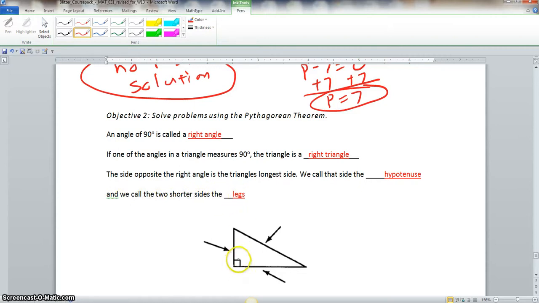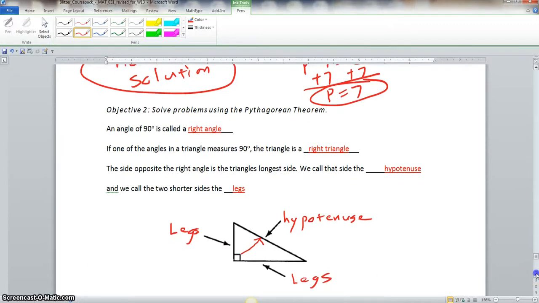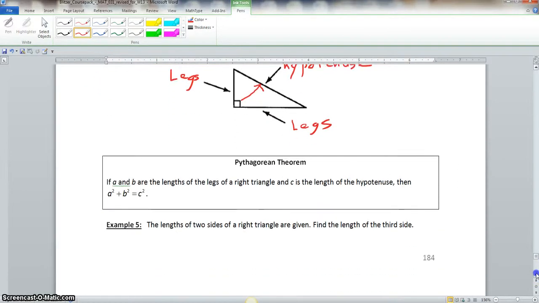So we go here, this is the right angle here. Directly across from it is our hypotenuse. Once you find the hypotenuse, the other two sides are just the legs. So it's quite easy to identify.